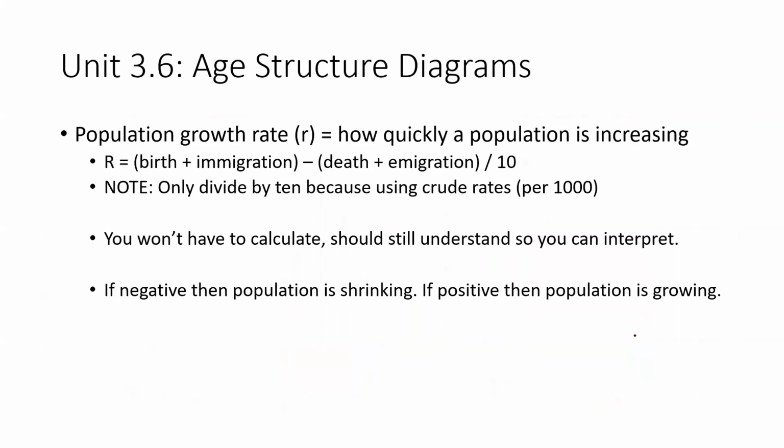So we can figure out population growth rate by putting in birth and immigration minus death plus emigration. Again, it looks like you're not going to have to calculate, but you should still understand it so you can interpret if they give you the population growth rate information. So this tells us how quickly a population is increasing. Basically, we only divide by 10 because we're using the crude birth rate, crude death rate, crude immigration rate, crude emigration rate. If it is negative, our population is shrinking. If we have a positive number, it's growing. If it's 0, our population is exactly stable.